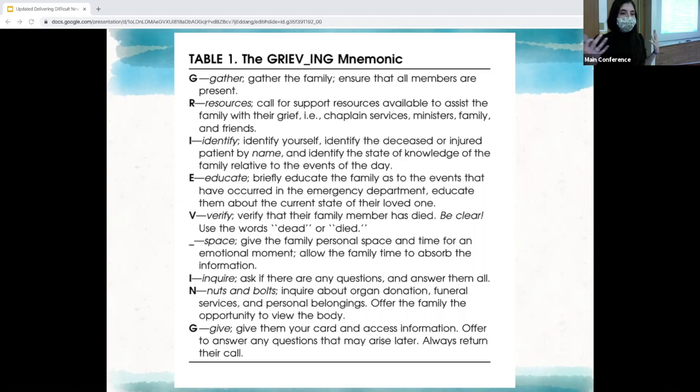Under resources, one really important thing is to anticipate what could happen. Having security around, because you never know what could happen: different reactions like grief, anger, shock, people throwing things, people becoming violent. So it's nice to think about those things ahead of time, and not to have too many staff in the room. Then identify: don't assume. Early on, don't assume certain people know certain things or who people are. Really go through that as well.